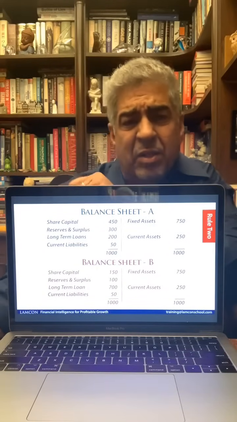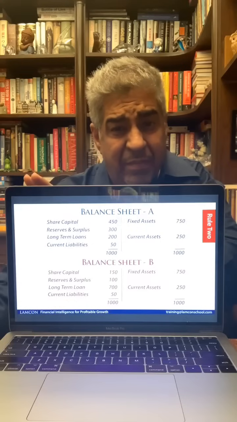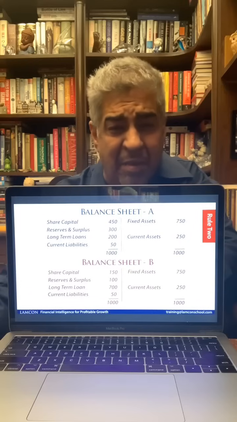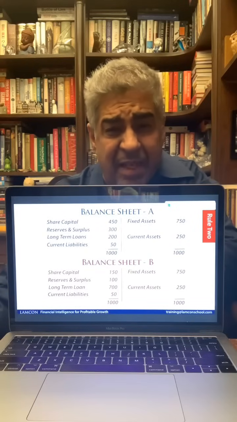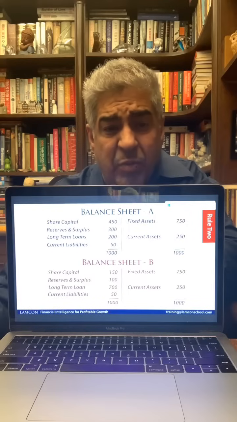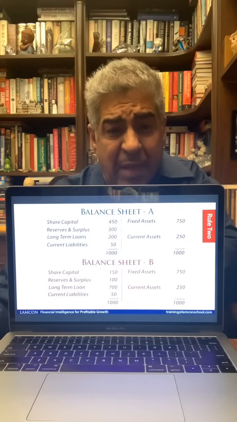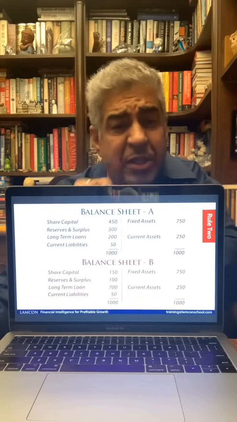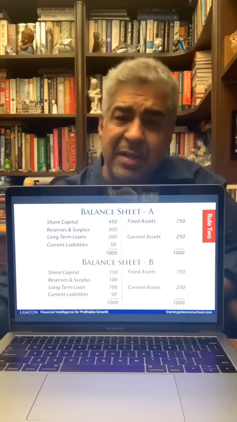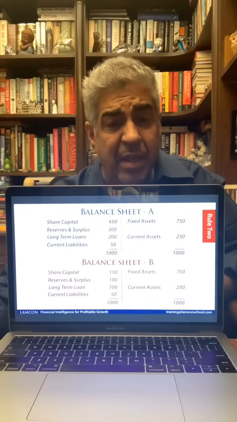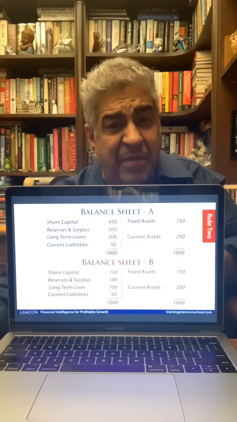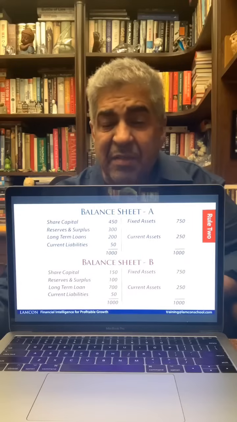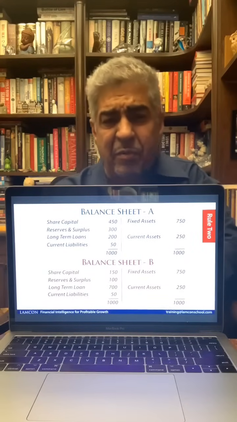You see, the right side of both the balance sheets is the same. That means, assumably, they're in the same line, they've invested the same amount of money in infrastructure, working capital is same and so on. Difference lies on the left-hand side. In case of A, how much money has the owner put in? Owner's capital is 450, reserves are 300, 750 out of 1000 has come from the owners, loans are just about 200, and current liabilities are 50. In the case of B, first and second item, 250 has been invested by the owners, loans are 700 and current liabilities are 50. Now very often some people will say we will lend to A.